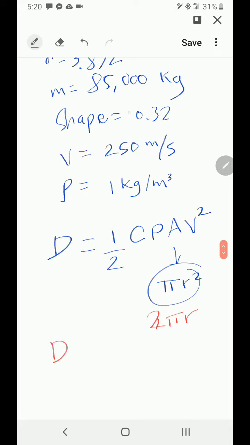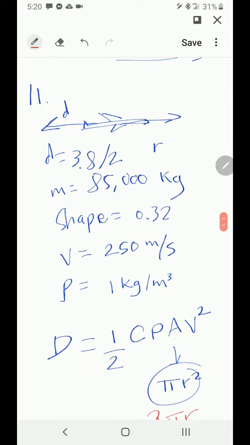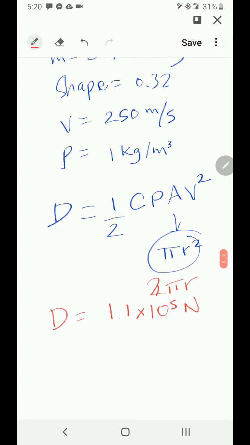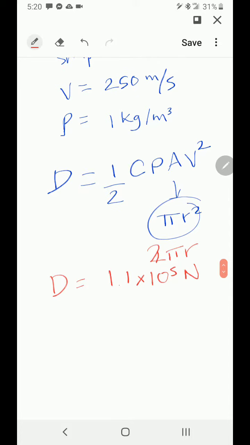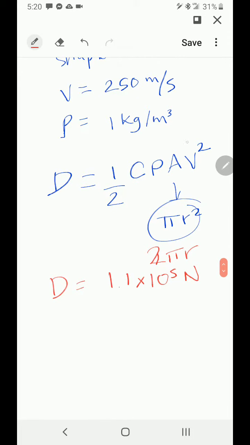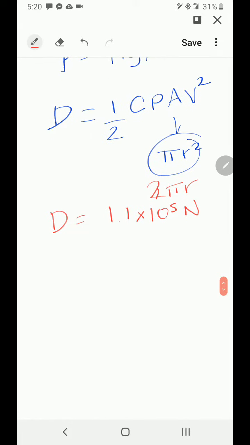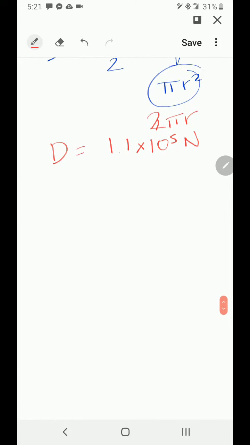So when you plug in all of these numbers and you calculate the area, you get that the drag is 1.1 times 10 to the 5th newtons. And that's basically it. It's pretty simple, but you have to make sure you plug in the correct information, because incorrect information can give you a totally different answer.